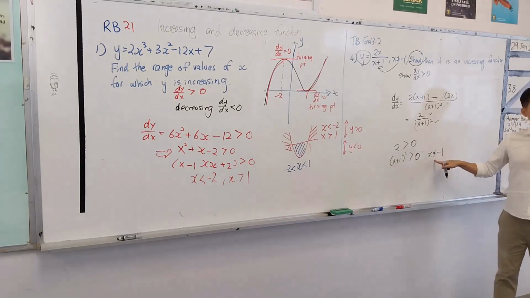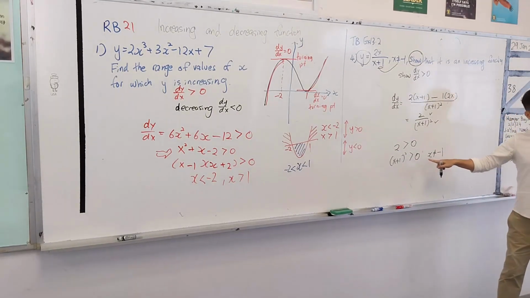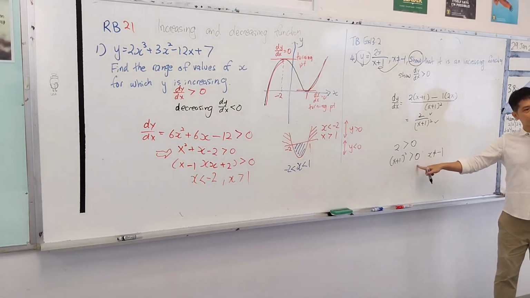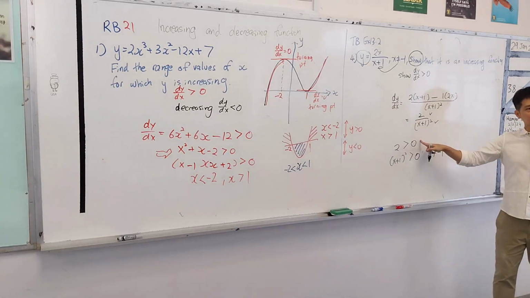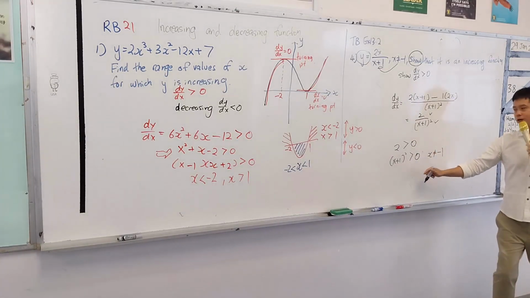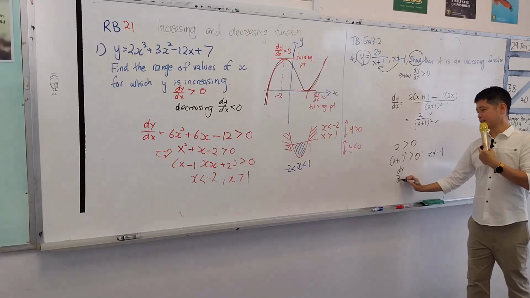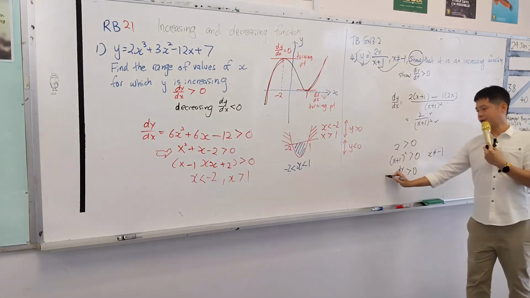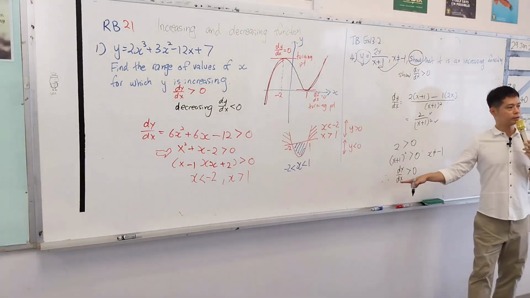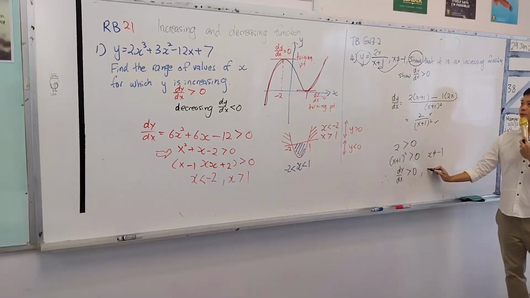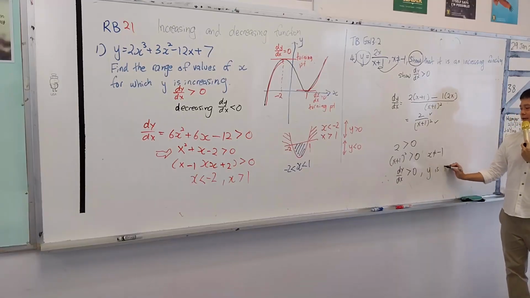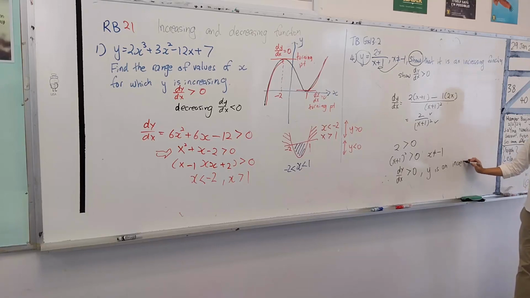Write this down, please. So this is strictly positive, and this is strictly positive. So dy/dx is strictly positive. Therefore, these 3 dots mean therefore, y is an increasing function. And that's the end of the lesson. Okay, Jacob.